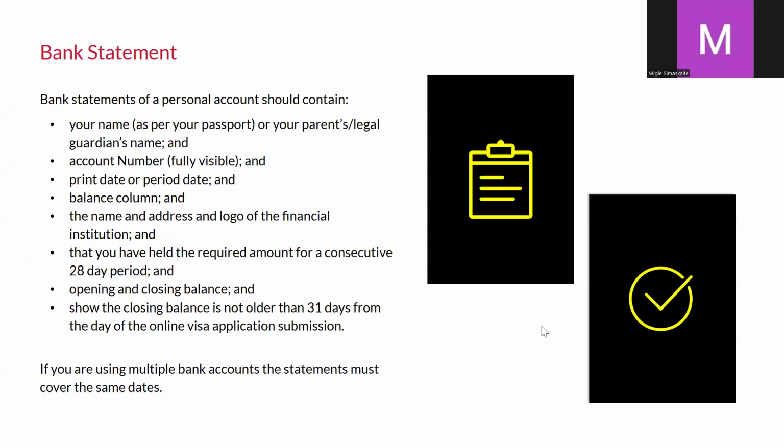Now, if you're presenting a bank statement, please make sure that it contains your personal details or details of your parent or legal guardian, as you cannot use somebody else's account. Account number and type, it cannot be a business account, name, address, or logo of the financial institution, and it has to confirm you've been holding the required amount for the past 28 days, but also the document cannot be older than 31 days. You can have multiple bank accounts, but you'd still have to present statements from the same periods of time, and the combined statements still have to cover the required amount.